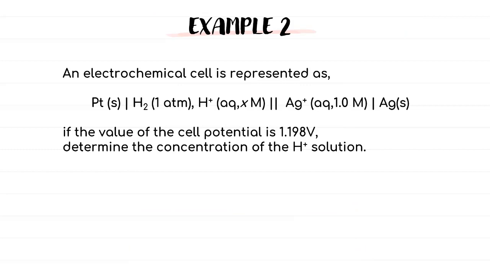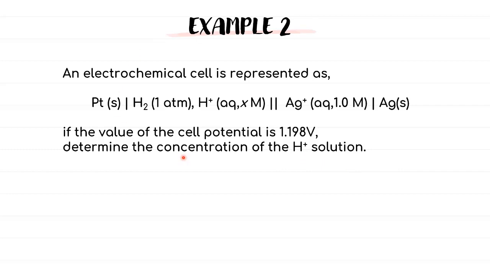Let's try to apply the knowledge we have learned so far in Nernst equations in this example too. An electrochemical cell is represented as platinum solid, hydrogen gas 1 atm, H plus aqueous unknown concentrations, Ag plus aqueous 1 molar, and Ag solid. If the value of the cell potential, the E cell, is 1.198 volt, determine the concentrations of the H plus solutions.